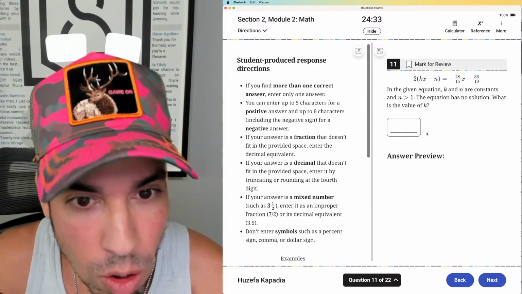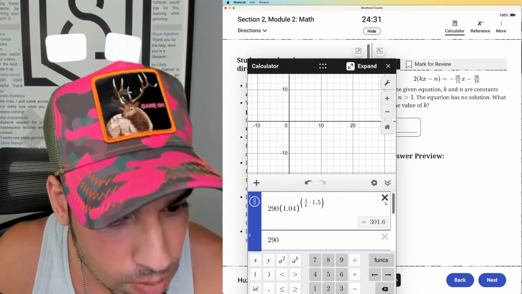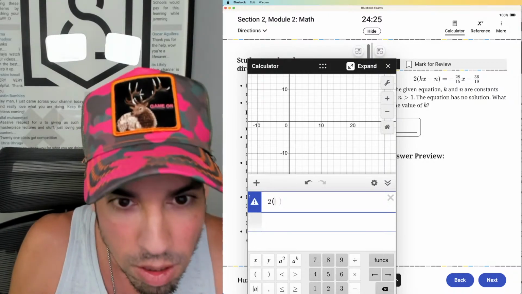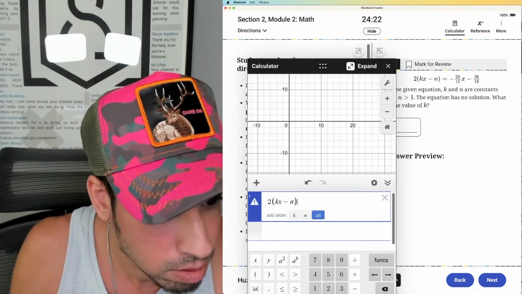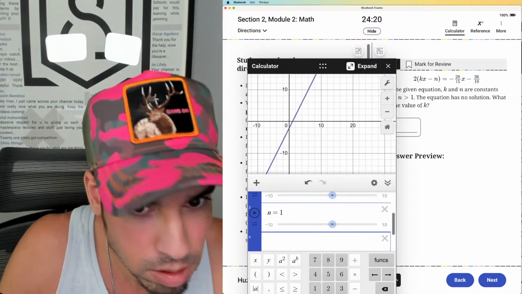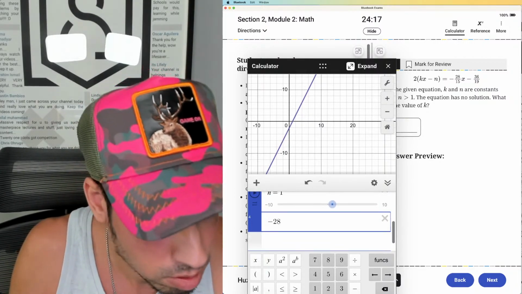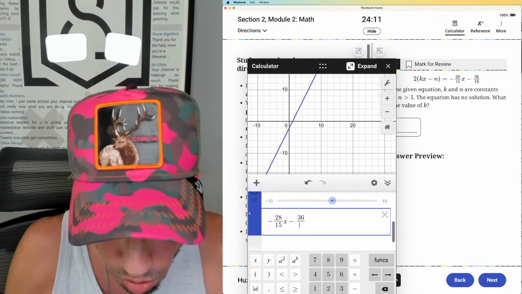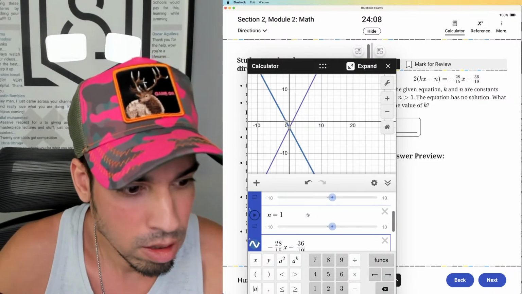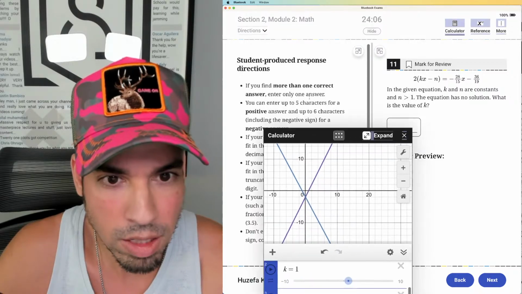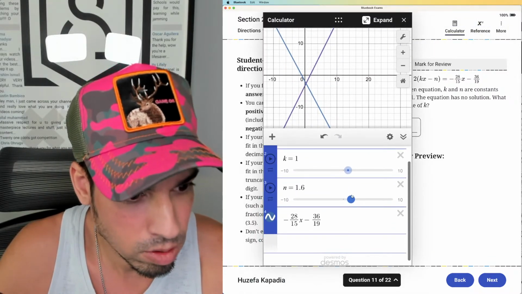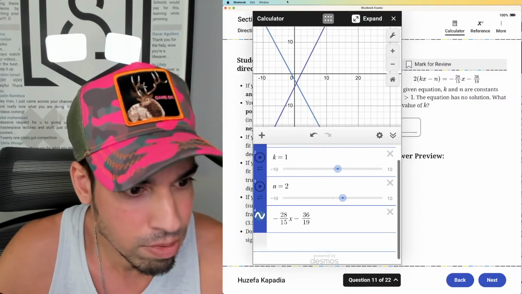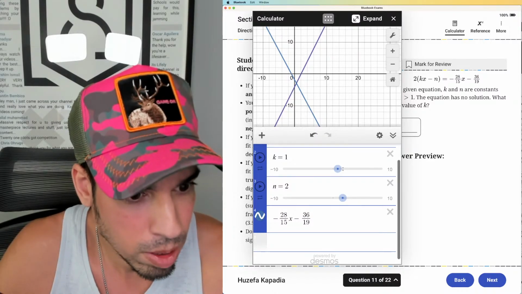Has no solution. Okay, you can totally do this in Desmos. Watch this. Okay, if it has no solution, then the left side should be parallel with the right side. So watch. 2 times kx minus n. And then the right side is negative 28 over 15 x minus 36 over 19. Okay, and we want these to be parallel, and n is greater than 1. So I'm just going to make n 2 or something. And that's it. Okay, so we need to modify k, and we need to get these two to look parallel.